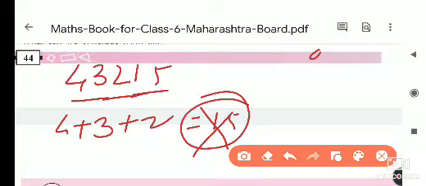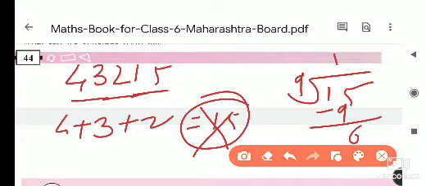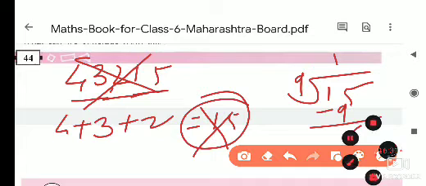No, 15 is not divisible by 9. If you are not understanding, just divide it this way: divide 15 by 9. 9 ones are 9, and 15 minus 9 leaves a remainder of 6. So a remainder remains, which means this number is not completely divisible by 9, and that's why 43,215 is also not divisible by 9. In that way we have to solve these examples.